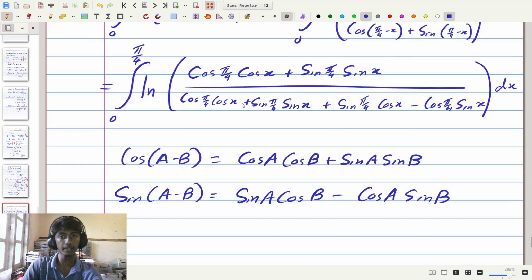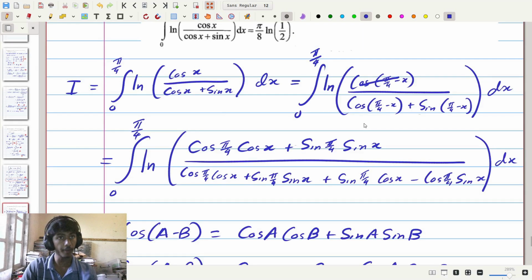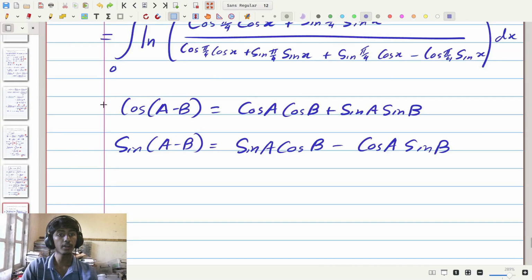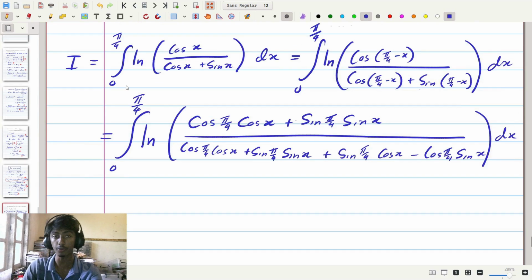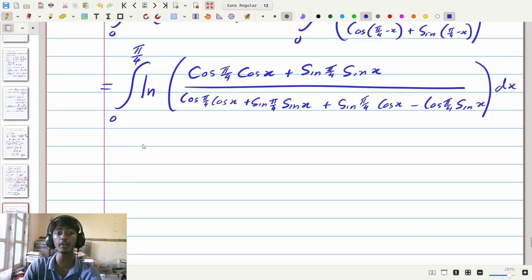So now with that, we have simplified this cosine of pi by 4 minus x, this cosine of pi by 4 minus x, and this sine of pi by 4 minus x. What we can do now is to substitute in the values of sine of pi by 4 and cosine of pi by 4. And when we do that, you will see exactly why we are doing this. So we know cosine of pi by 4 and sine of pi by 4 are both equal to 1 over root 2. That's the reason why tan of pi by 4 is equal to 1.